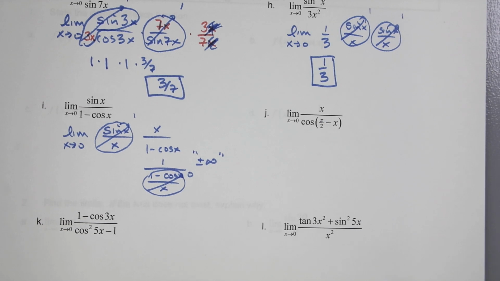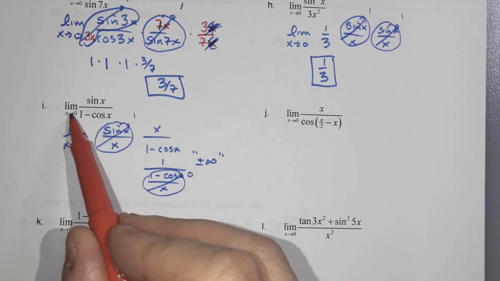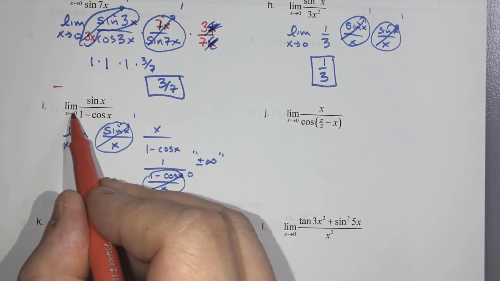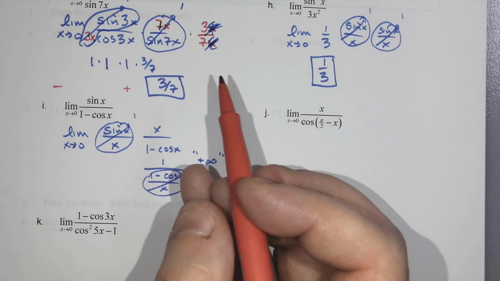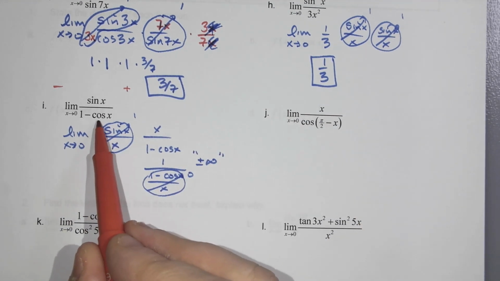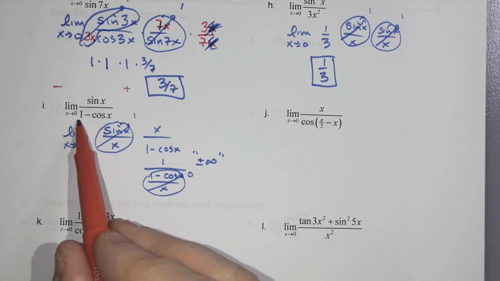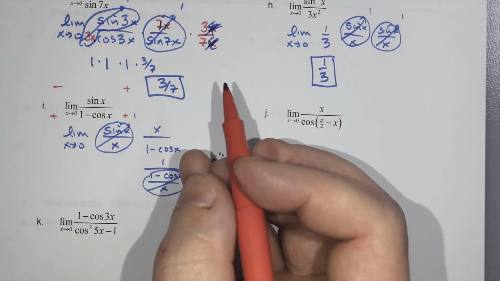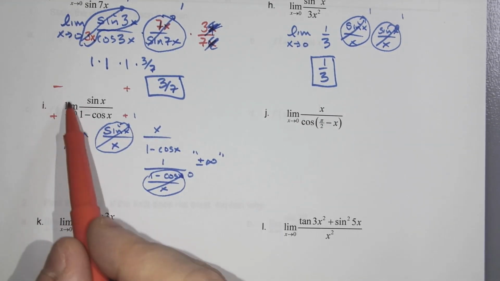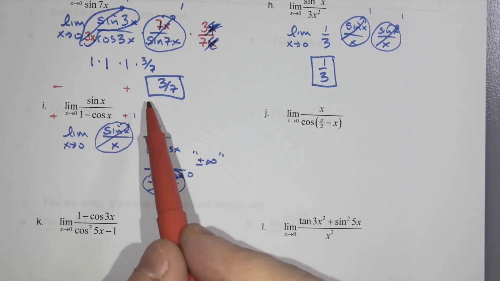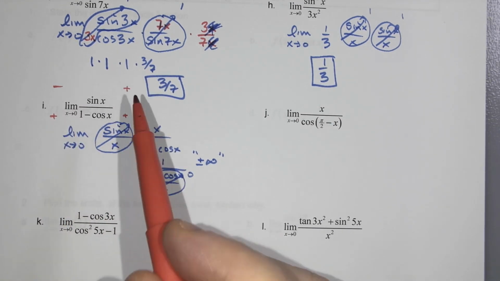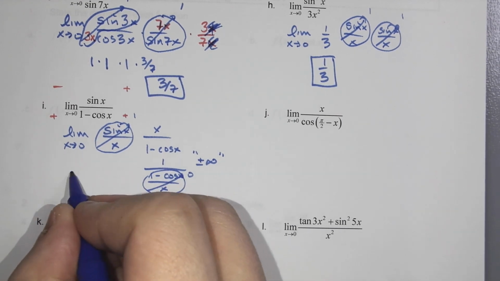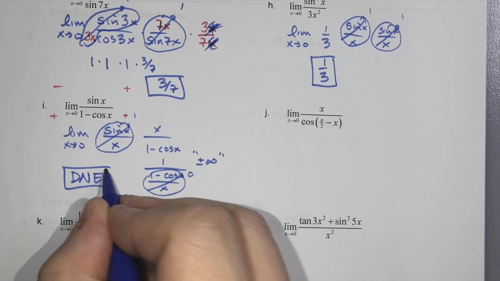So as x approaches 0 from the left, sine of x is negative, and as you approach 0 from the right, you're positive, whereas cosine is always less than or equal to 1, so this bottom part's always going to be positive. And so if we come in from the left, it's going to be negative infinity, and if we come in from the right, it's going to be positive infinity. And therefore, this limit overall will be a DNE. This one does not exist.